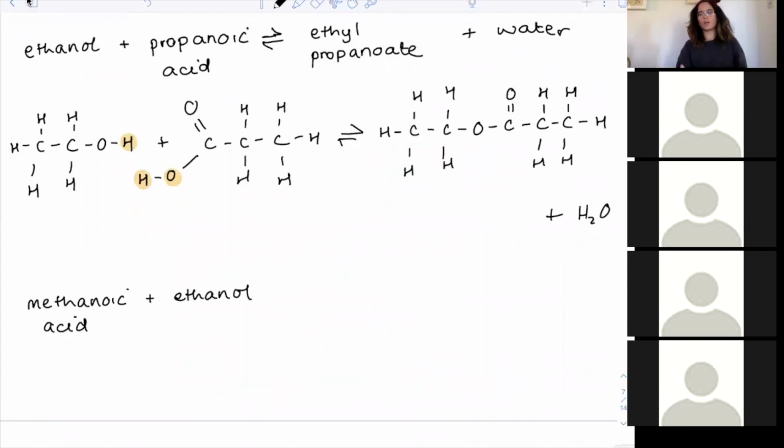Okay, so you have lots to do now. You're going to work out the name, and then you're going to draw out the entire displayed formula of how this ester is going to be formed.